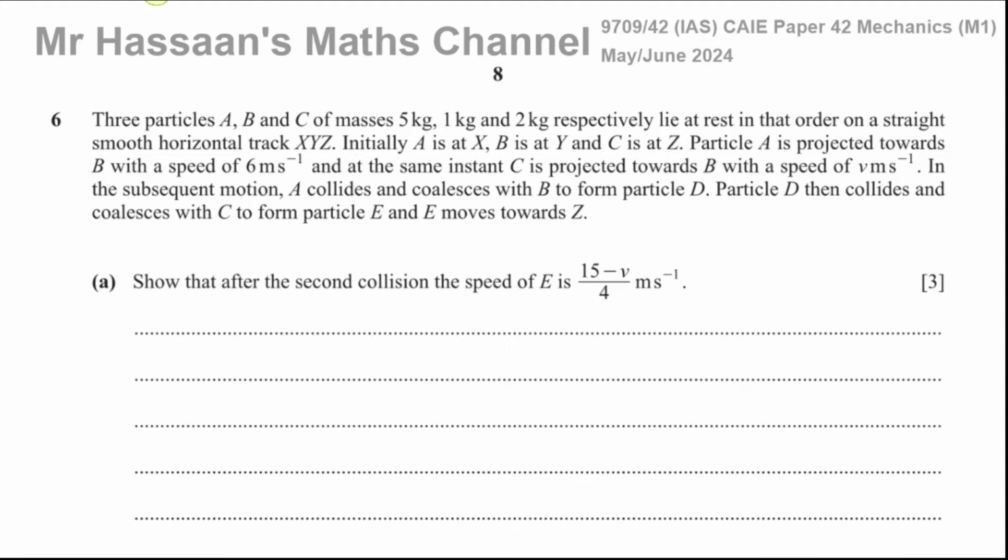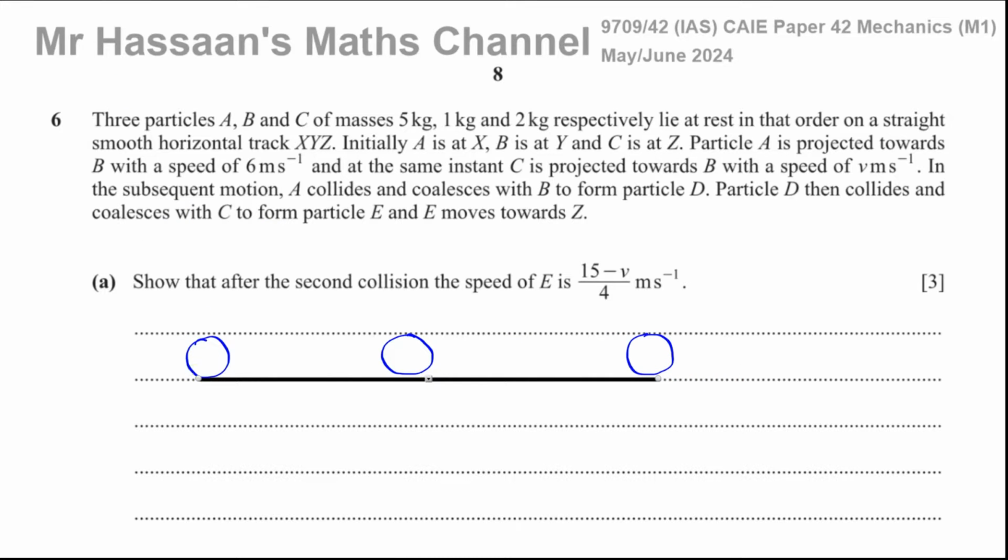So let me just make a diagram. With these kind of questions, it's always best to make a clear diagram to show what's happening. So we have these 3 particles, A, B, and C, in that order. They're at the points X, Y, and Z on this smooth horizontal track.